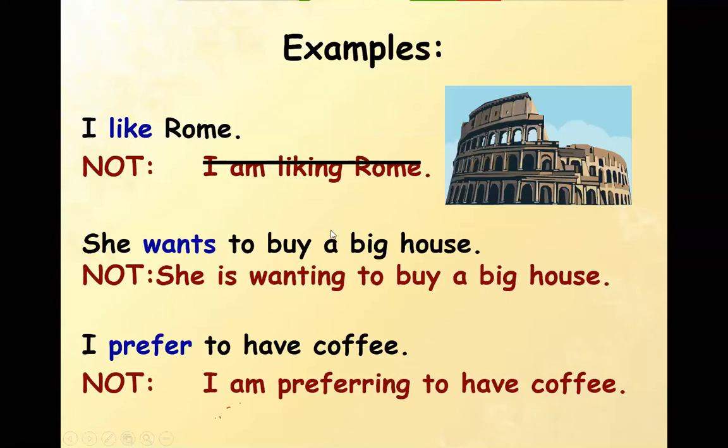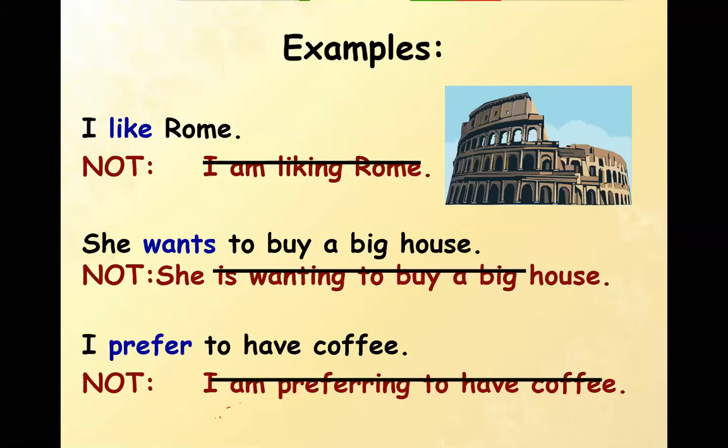She wants to buy a big house. It's correct. You cannot say, She's wanting to buy a big house. It's incorrect. So the stative verbs cannot come in continuous form because they cannot express actions. I prefer to have coffee. You cannot say I'm preferring to have coffee. It's completely incorrect.